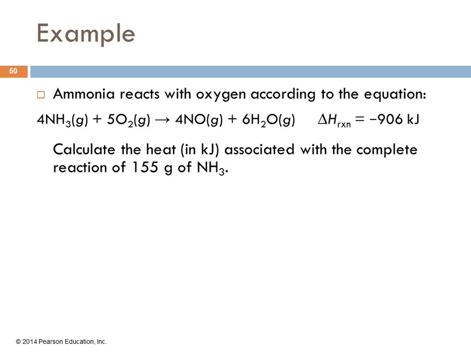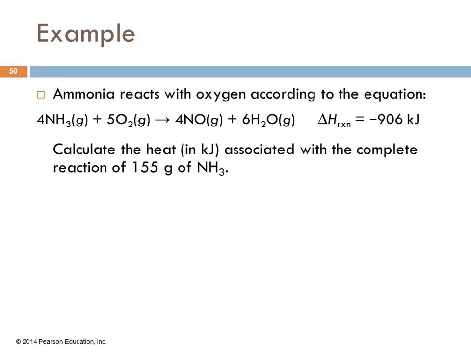So let's do an example. Ammonia reacts with oxygen according to the equation given here. And here's our enthalpy of reaction, our heat of reaction. Calculate the heat in kilojoules associated with the complete reaction of 155 grams of ammonia. Questions we've done before have been, okay, if you react 155 grams of ammonia, how many grams of water are produced? That's the sort of thing we've seen before. So we just have another little twist in our general stoichiometry path.